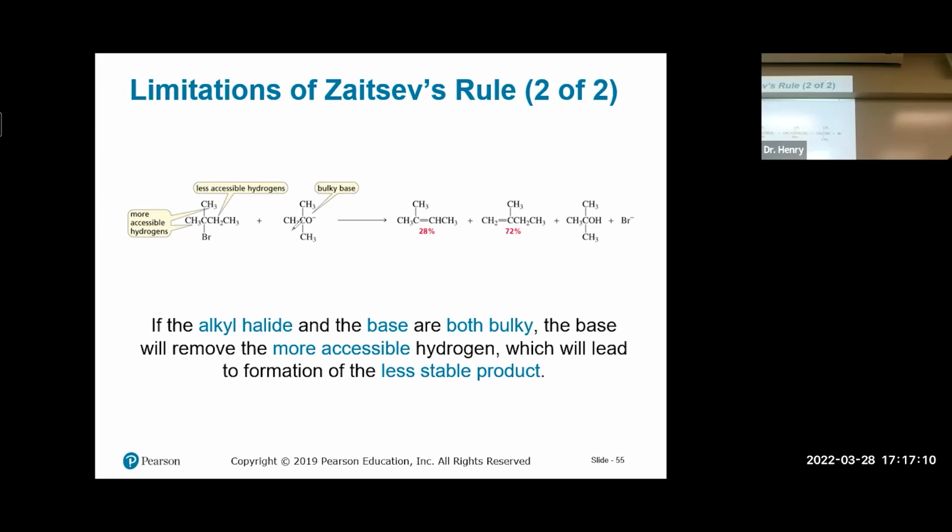Okay, so in rule number 2, the Zaytsev rule, and this one kind of makes sense, right? If we have a bulky base, the area that we're going to have the least access to is going to give us the lower product, right? Because it's going to be harder to get in there. So the one that has the most access is going to give us the greater product.